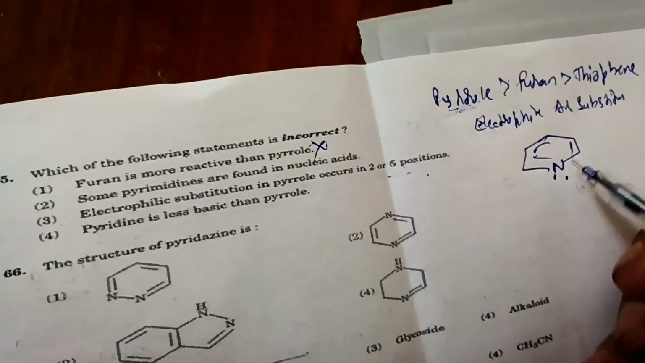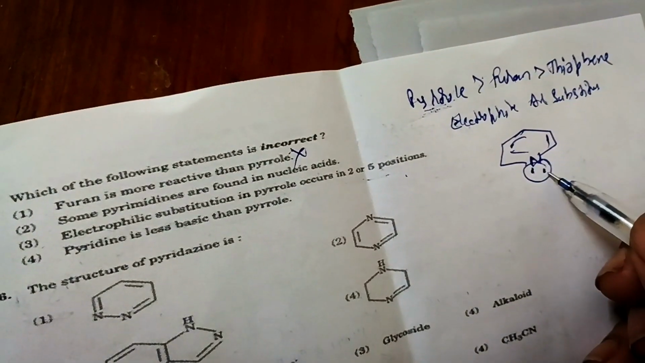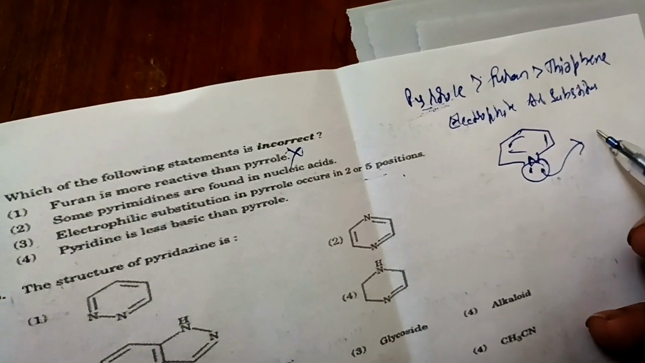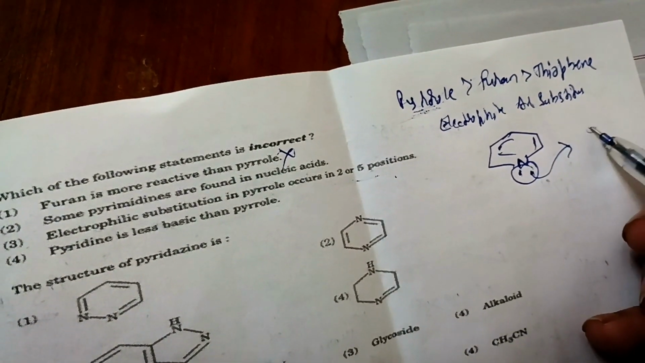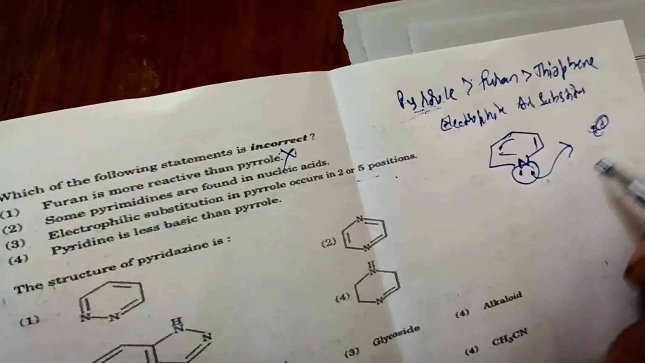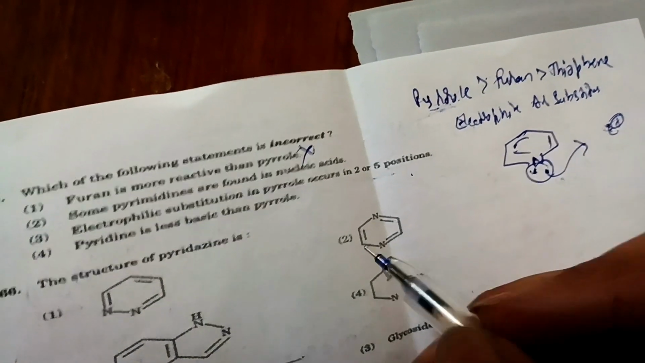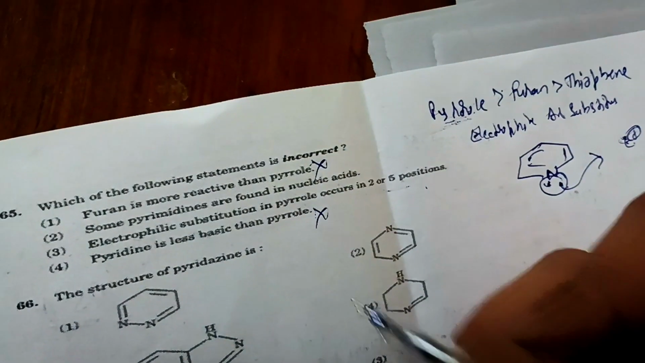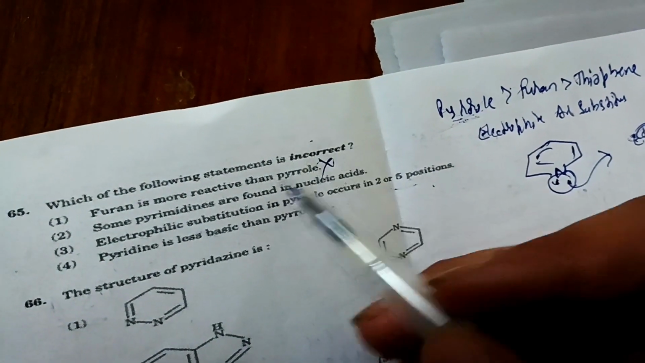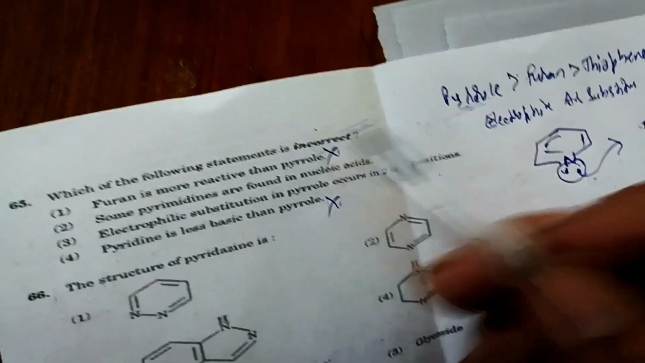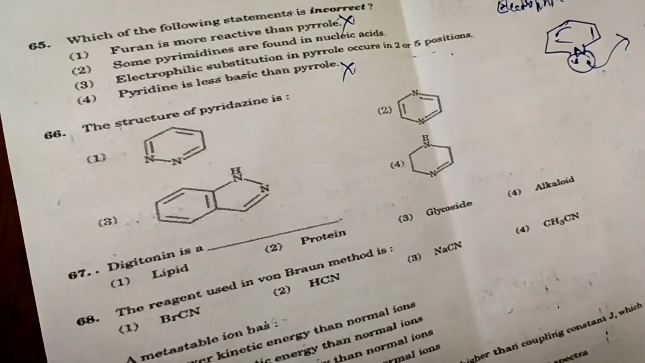Here, already it is aromatic. So both lone pairs are free to attack the hydrogen or some other electrophilic center, since these lone pairs are more basic, so that statement is also wrong. Here two statements are wrong, so you can choose any one, and sometimes it is also called grace marks.